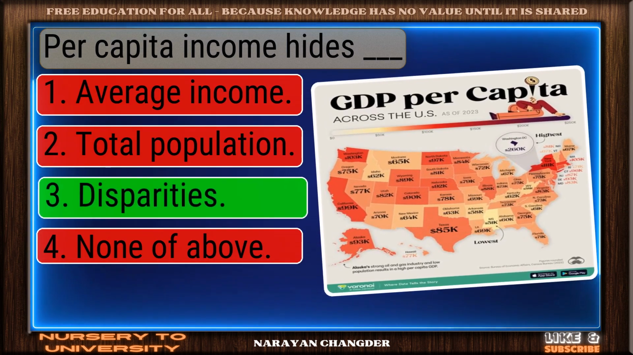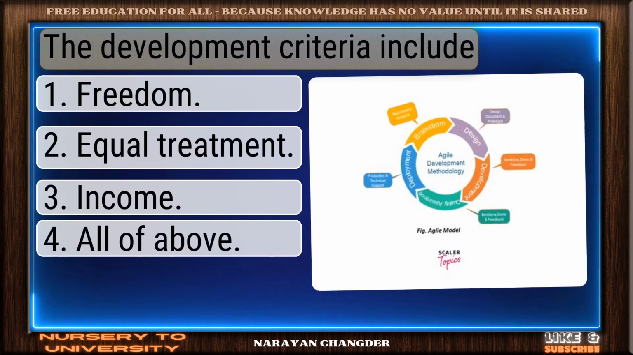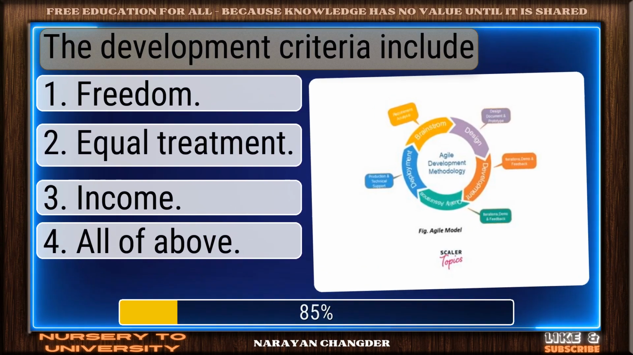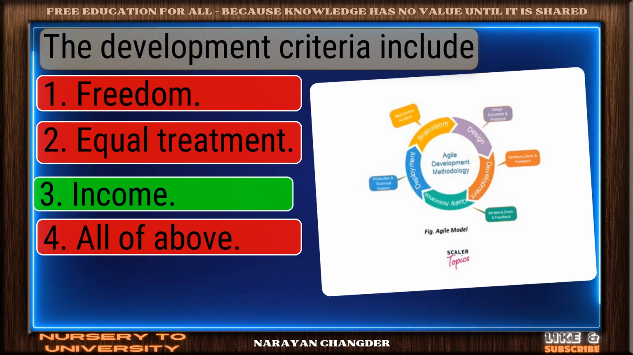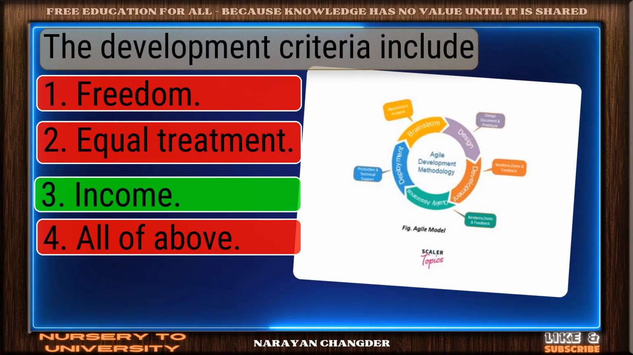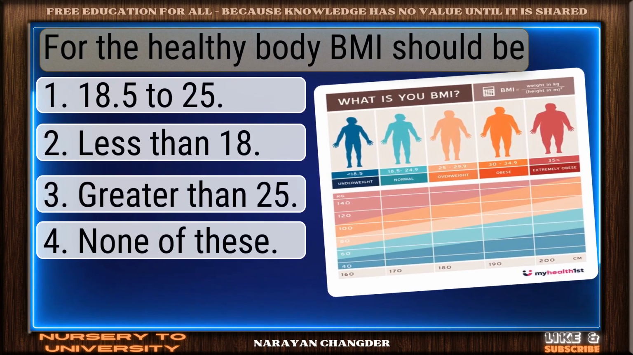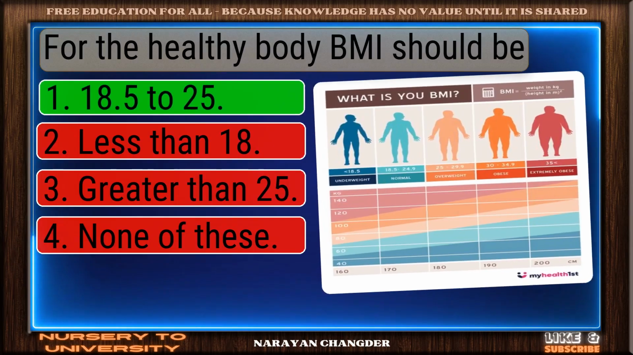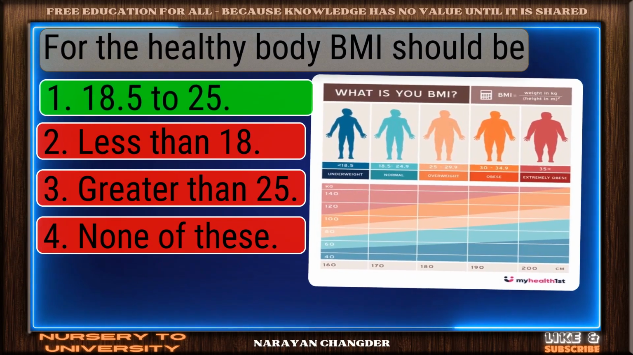Smart pick. Disparities is correct. The development criteria include. Correct response. Income is accurate. For a healthy body, BMI should be. Correct. 18.5 to 25 is spot on.